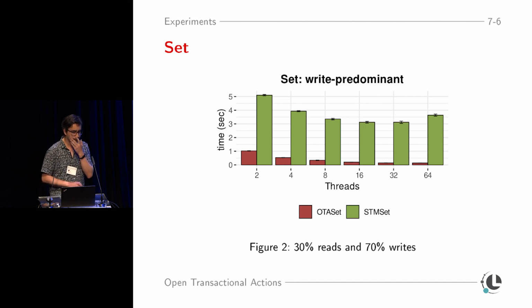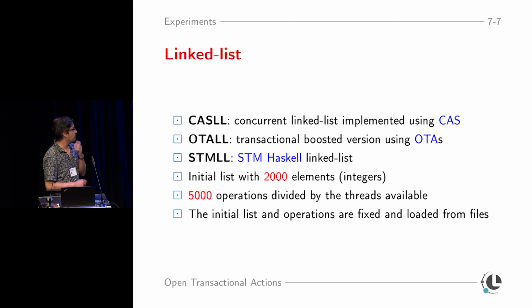The last experiment uses the linked list. We compare 3 versions of the linked list. One is the linked list with no transactional memory. The other one is the transactional boosted version. And the other one is the pure STM Haskell version, taken from the same paper that we took the concurrent linked list from. The experiment is the same as the one with the sets. The initial list has 2,000 elements, and we execute 5,000 operations.